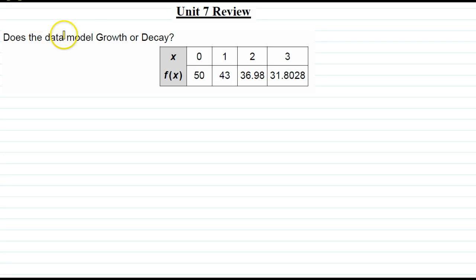All right, does the data model growth or decay? And so we're going to look at the output, and we can see that it is going down each time. And so this would be an example of a decay.